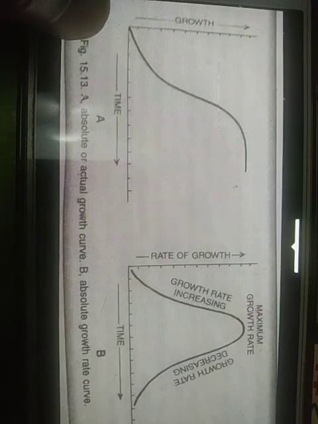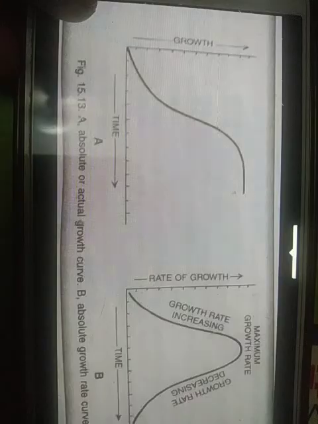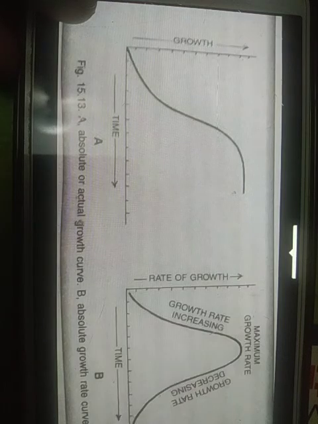Next we have the quantitative comparison between the growth of various systems, which can be made by measuring their absolute and relative growth rate. Next we have absolute growth rate, growth curve. Absolute growth curve is the actual growth curve obtained by plotting growth against time. It is commonly S-shaped. Absolute growth rate is total growth per unit time. A graph plotted for absolute growth rate for various times of grand period of growth appears bell-shaped.